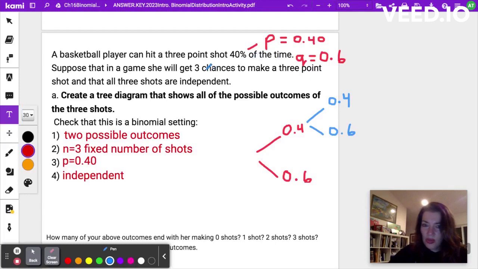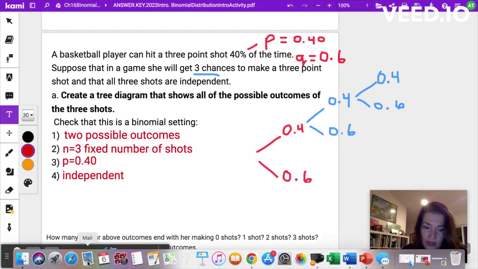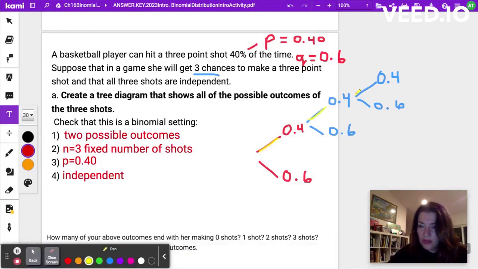But we're not done because we want to make 3 shots. So the third time she takes a shot, that could be a success, or she misses it, so that will be 0.6. So I'm stopping after 3 shots. I could see right here, if I follow this branch, this represents making a shot 3 times in a row. In other words, 3 successes. All right, so far I have 0.4, 0.6. Let's go ahead and draw the diagram from here.